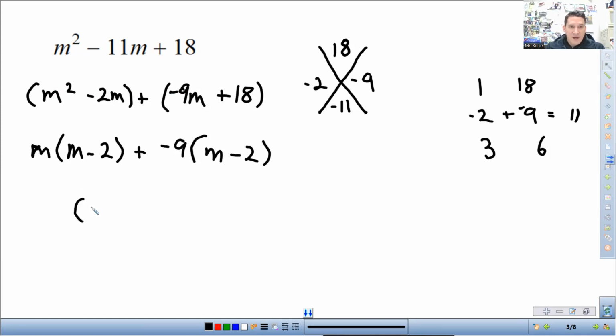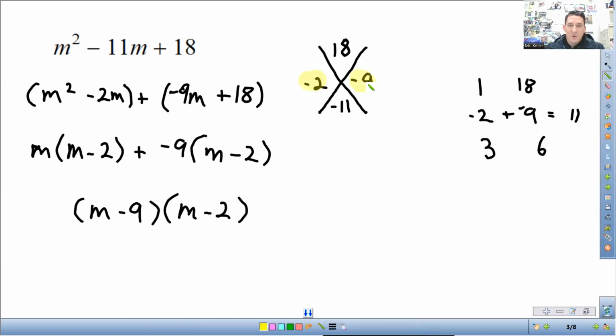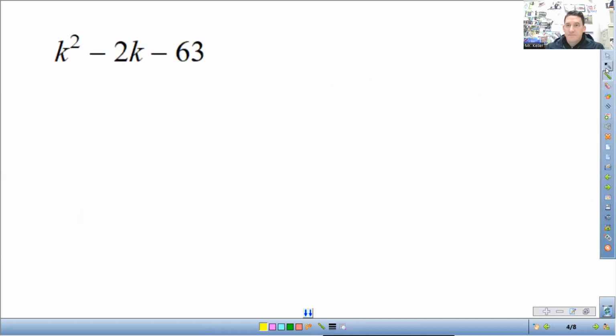Group the outside terms together, so it'll be m minus 9. And then the terms inside. So here's its factors. And again, very easy shortcut. You can use this, save yourself some time. Check out what happens when we get to its factors. All right. So let's do another one.